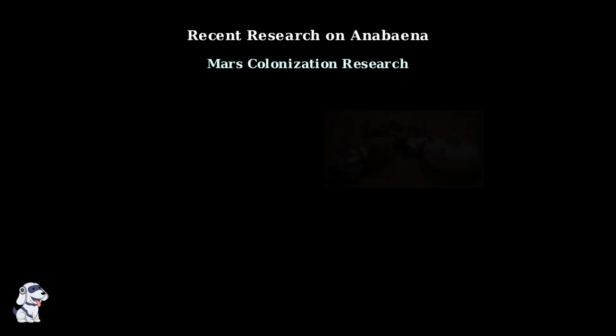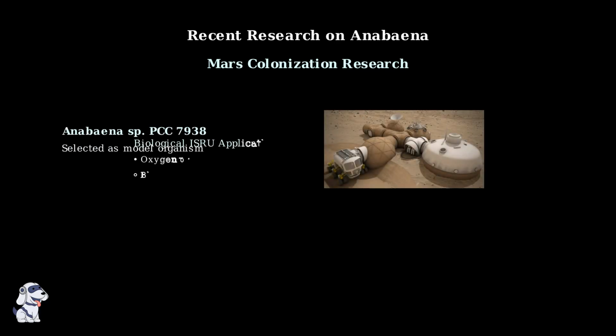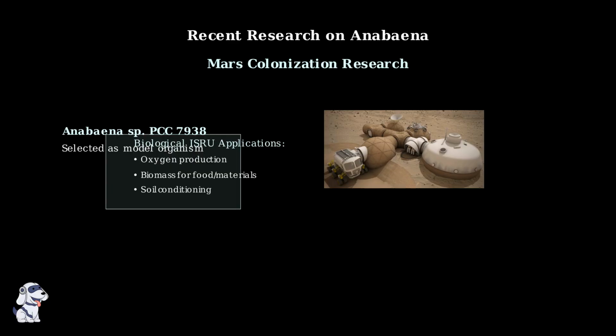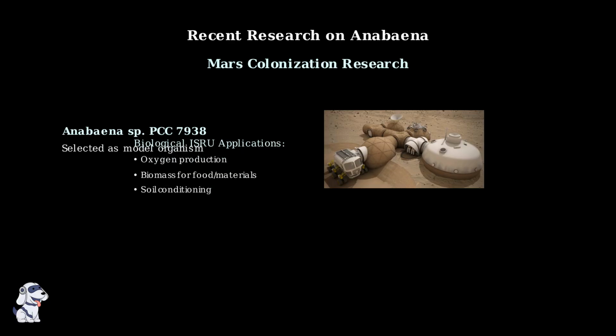Perhaps most exciting is research into using Anabaena for Mars colonization. Scientists have selected Anabaena species PCC7938 as a model organism for biological in situ resource utilization, or ISRU, on Mars. This means Anabaena could help future Mars colonists by producing oxygen, creating biomass for food and materials, and even conditioning Martian soil for agriculture.